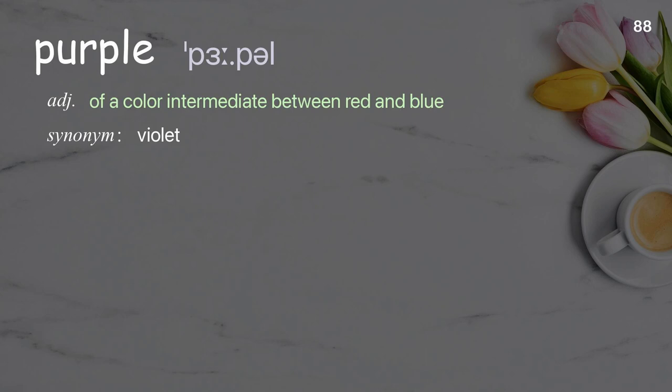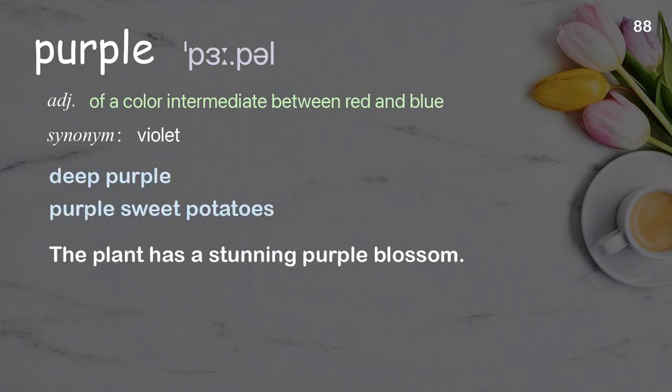Purple. Of a color intermediate between red and blue. Examples. Deep purple. Purple sweet potatoes. The plant has a stunning purple blossom.